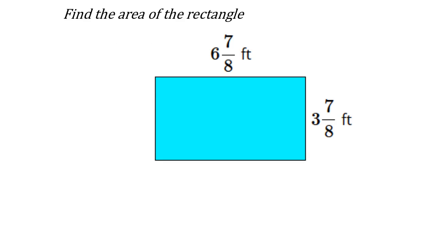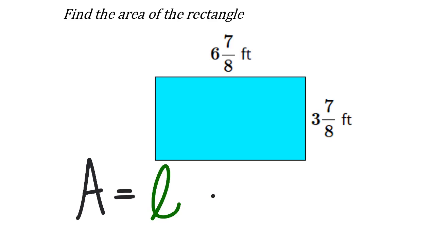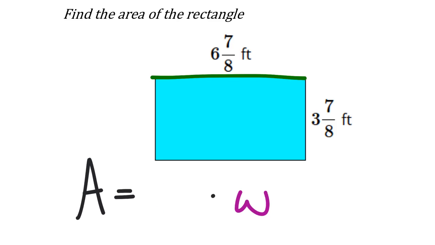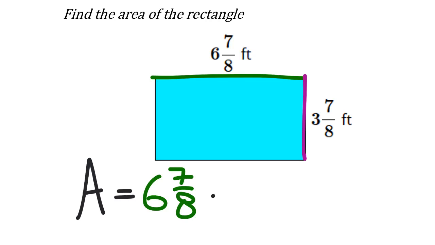All right, this problem: find the area of the rectangle. Well, we know that the area of a rectangle is found by taking the length and multiplying it by the width. And in this case, I can see the length right there, 6 7/8. So I'm just replacing that in the formula with 6 7/8. And the width, again, generally it's just a smaller number. So in this case, I'll say it's 3 7/8.